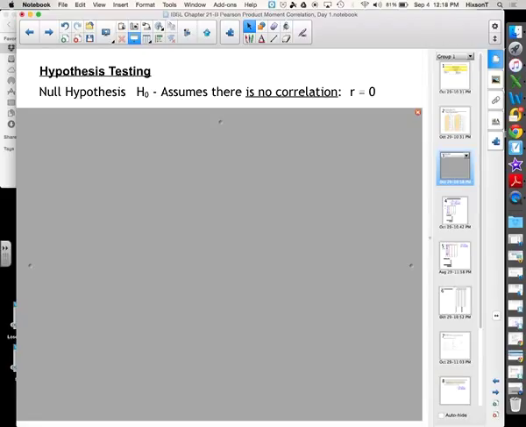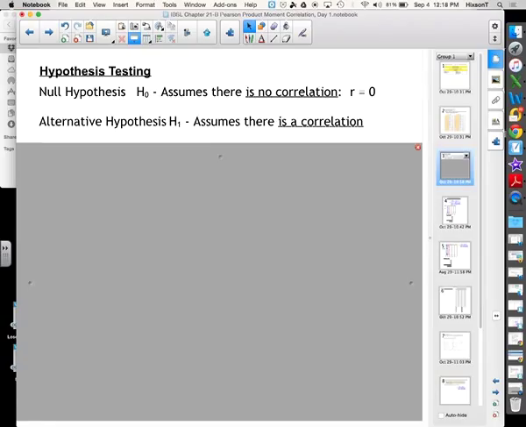You might say, well, if we're trying to show correlation, why would we assume there's no correlation? That's just kind of how it's done. The alternative hypothesis we call H sub 1. That's going to assume there is a correlation. And when we're talking about this, we're saying statistically significant.